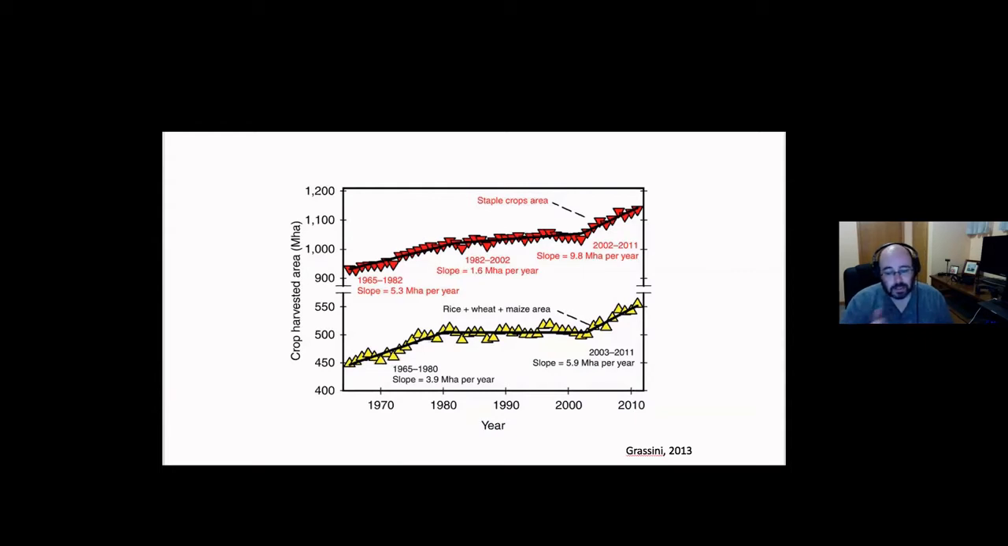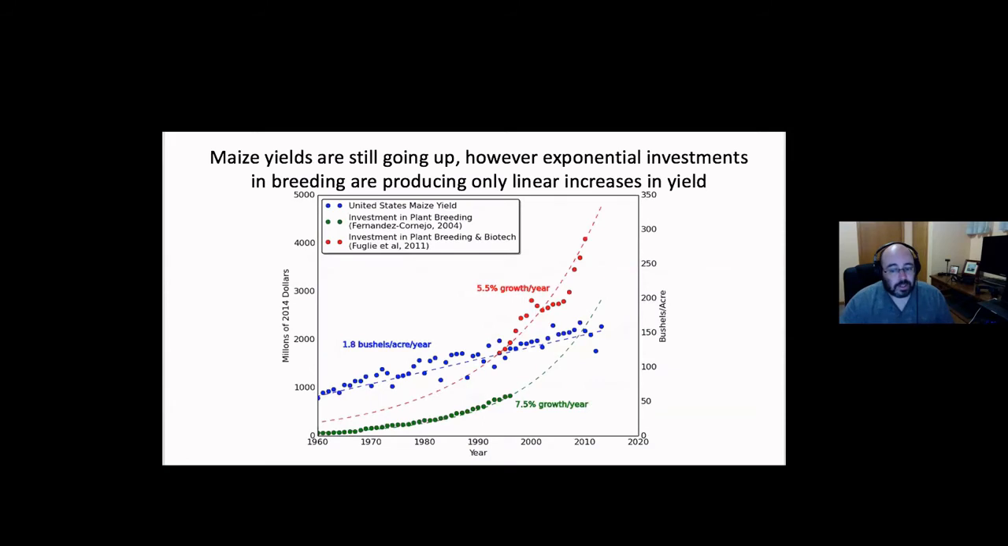And the reason that this total area devoted to crops had remained flat for so long was because we were able to increase yield. Now, if we look at the yield of maize, we see that the maize yields are continuing to increase year over year. So this is in US units, so this is bushels per acre, but really it's surprisingly linear. About every year we are able to increase the yield of maize by about 1.8 bushels per acre.